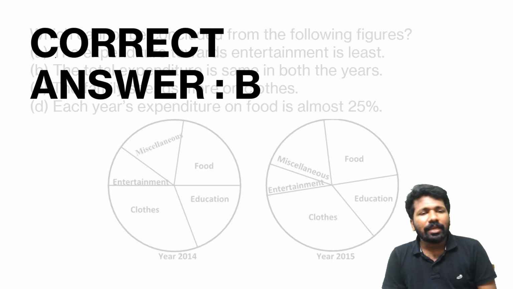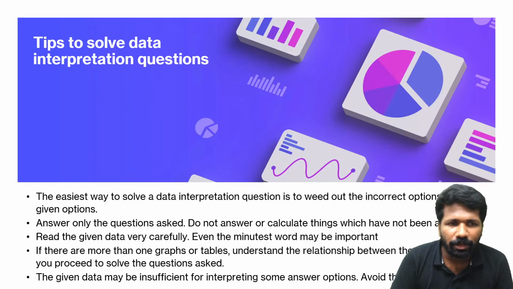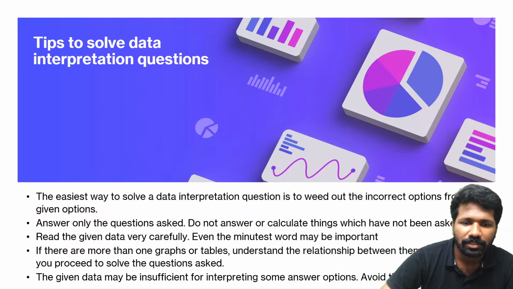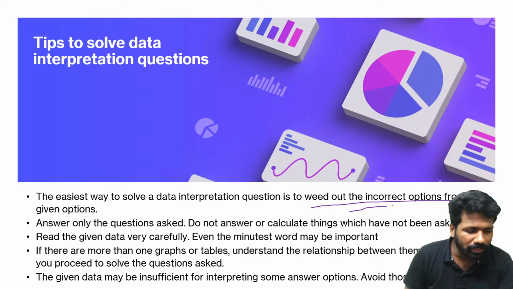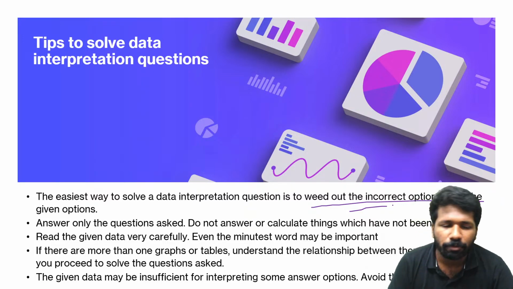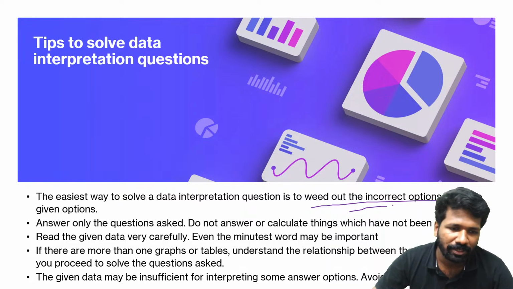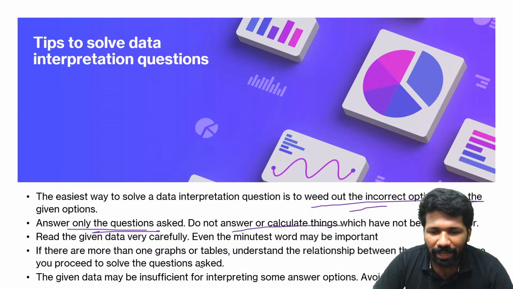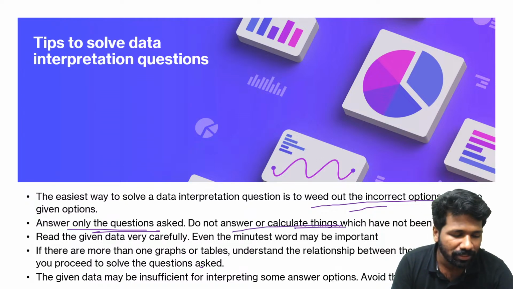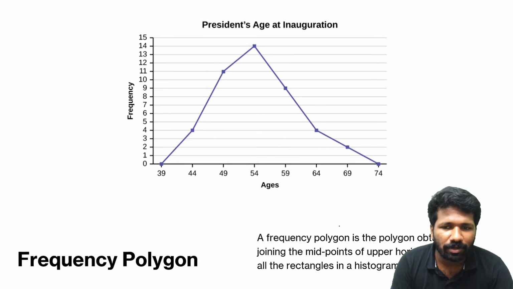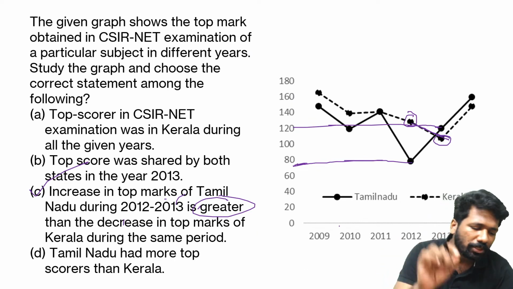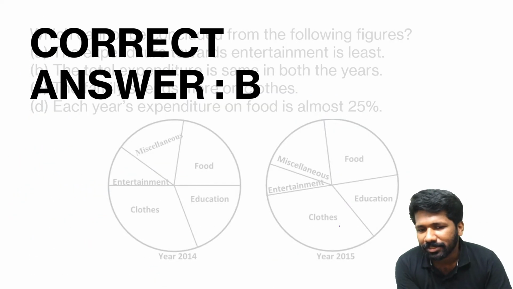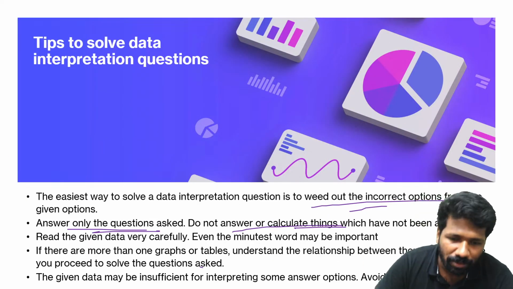So these are the data representation tools. Now I will tell you some general tips and tricks for solving data interpretation questions. Many questions are asked in this course. Eliminating options will be very useful in this chapter. And in many questions, only answer what is asked. Don't calculate or answer things that are not asked. In previous questions also you could have seen it. When you read each option, what is needed for that option, that only you need to analyze. Don't calculate things that are not needed.